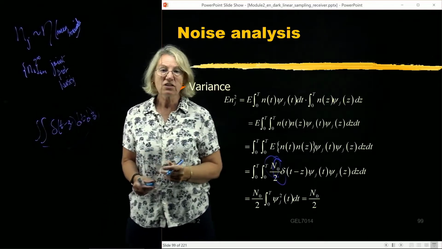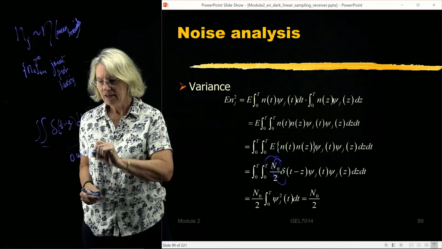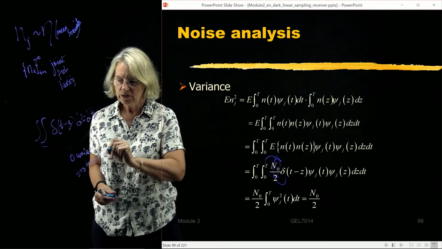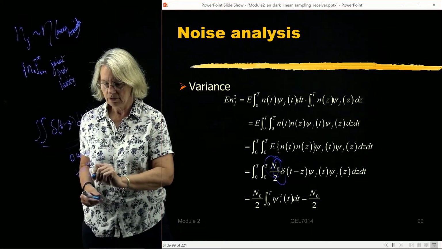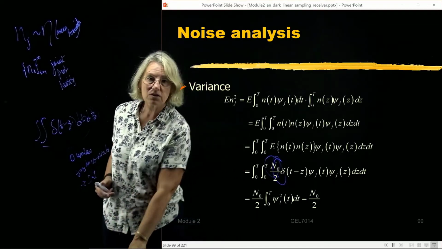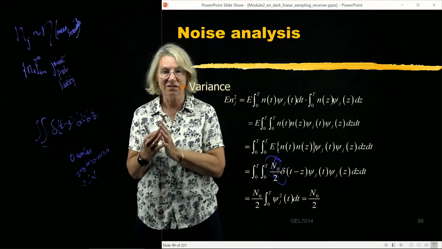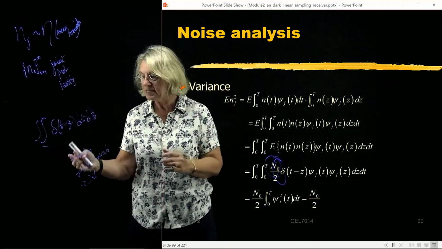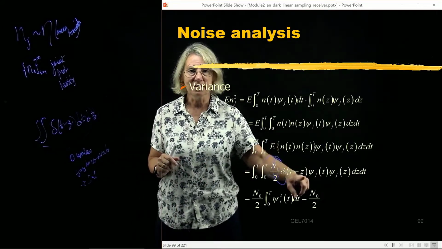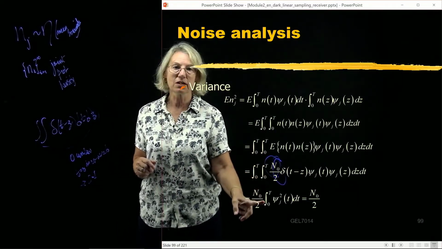Well, the integral of a delta function is 0 unless t equals z, in which case the integral equals 1. That's a characteristic of the delta function. So instead of being a double integral, it collapses to a single integral, because the double integral will be 0 everywhere except that one instant when t is equal to z. And that one instant when t is equal to z means that this double integral becomes a single integral.